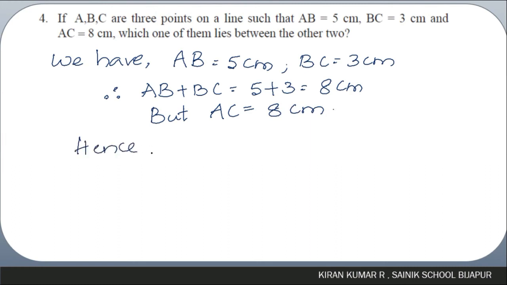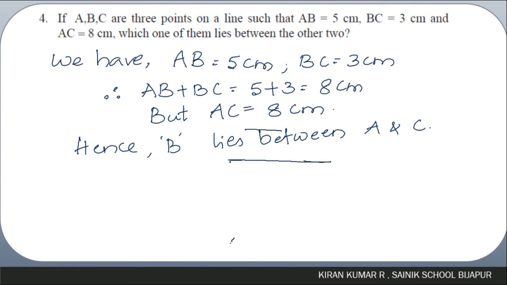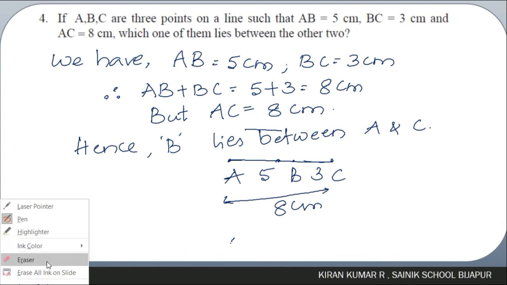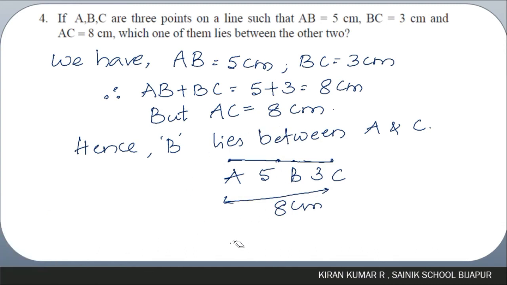Hence, B lies between A and C. It is something like this. We have a line segment, say AC, which is 8 centimeter. We have the point B somewhere here, such that AB is 5 centimeter, BC is 3 centimeter. Together it is 8 centimeter. Understood? Let us take up the next question.